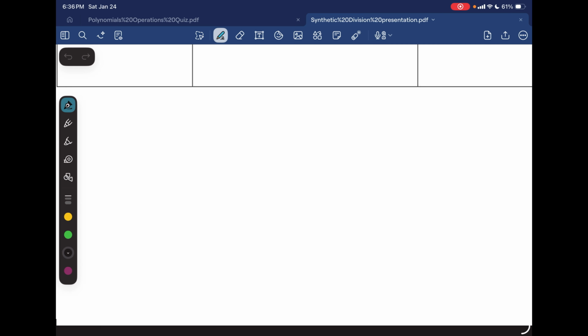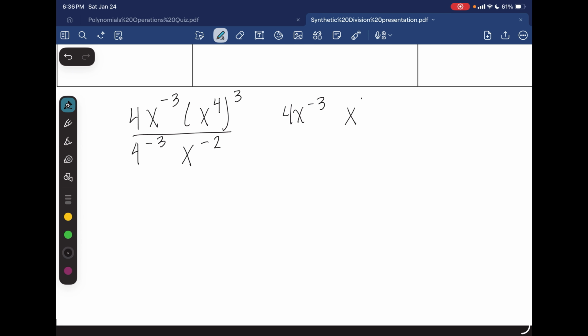So say you have 4x to the negative third power times x to the fourth, all to the third power, divided by 4 to the negative third power times x to the negative second power. Go ahead and try without my help, okay? Pause the video. Okay, you should have done this first. Do the easiest rule you see first, which is multiply 4 times 3.